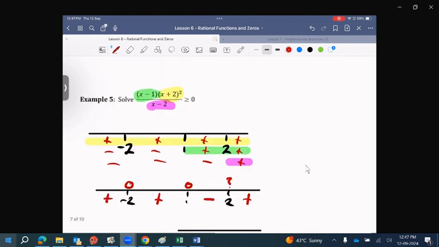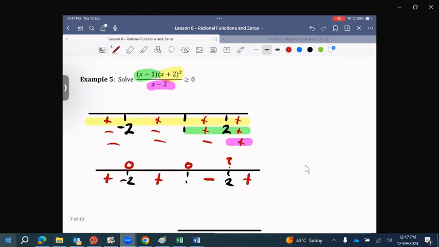Now our inequality wants greater than or equal to 0. So for our answer here, we are going to need to include the zeros. So we want all of this, and then we want this bit here. Is that right? Yes. What inequality will express that space? We want to start with -infinity up to and including 1. And then we want to go from 2 up to and approaching positive infinity.